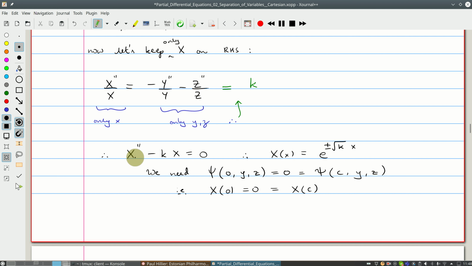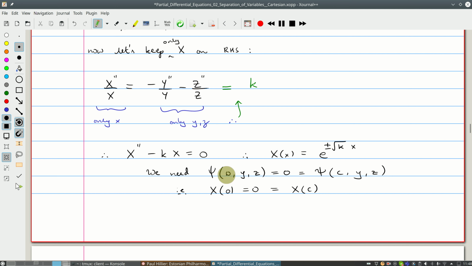Alright, so therefore we end up getting X double prime minus k times X is 0, or X is equal to e to the plus and minus root k times x. Now, before going any further, let's try and use the solution to get an idea of what k might be. To understand what k needs to be, let's see if we can apply the boundary conditions.